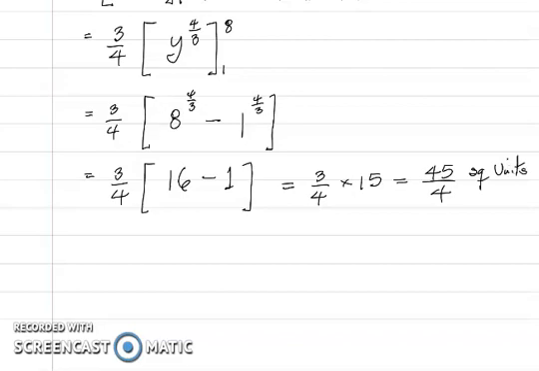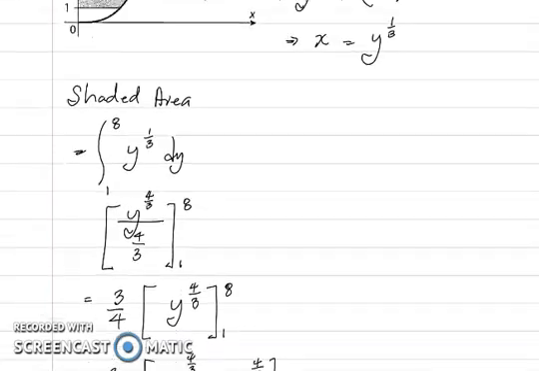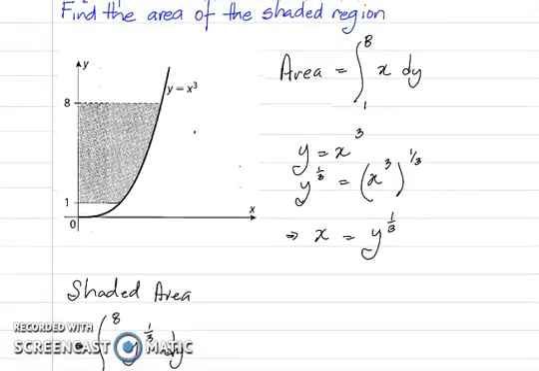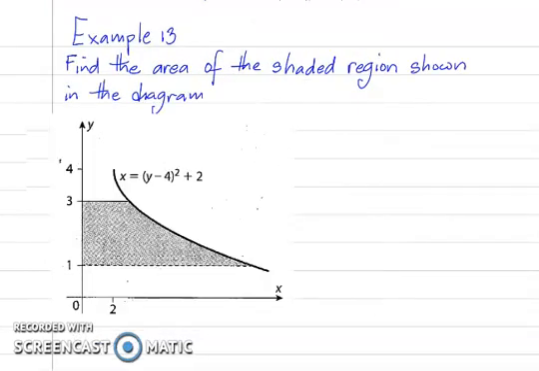All right, so we're asked to find the shaded region between the curve, the y-axis, and y equals 1 and y equals 8, which we just did. Let's have a look at another example. All right, in this example, we're asked to find the area of the shaded region in the diagram. The shaded region is bounded by a curve and the lines y equals 1 and y equals 3.